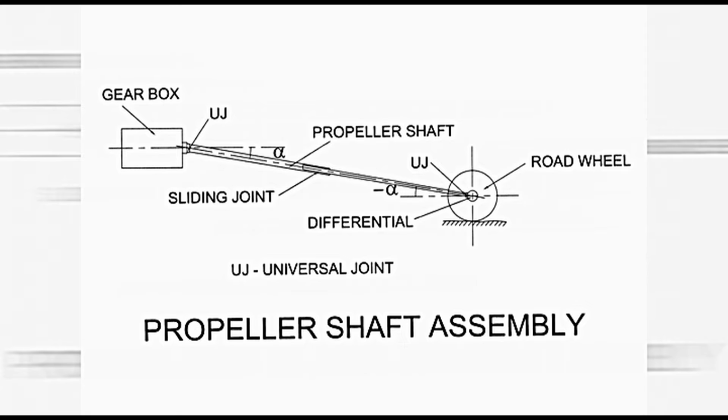It may be noticed that gearbox is located at higher position and differential is at lower position. Due to this, propeller shaft is not in horizontal position. It is inclined and makes an angle alpha with gearbox shaft and pinion shaft in differential as shown. This angle is known as operating angle and is kept same at both ends as shown in the diagram.